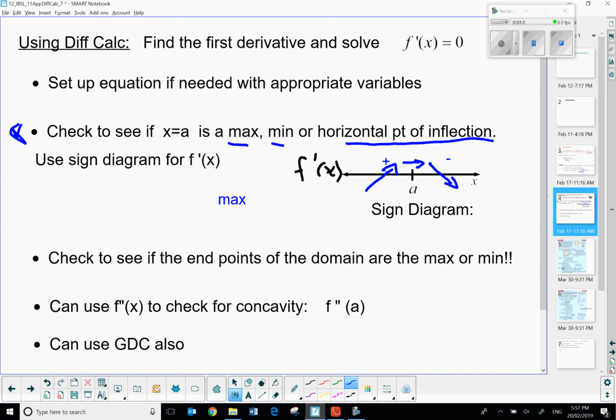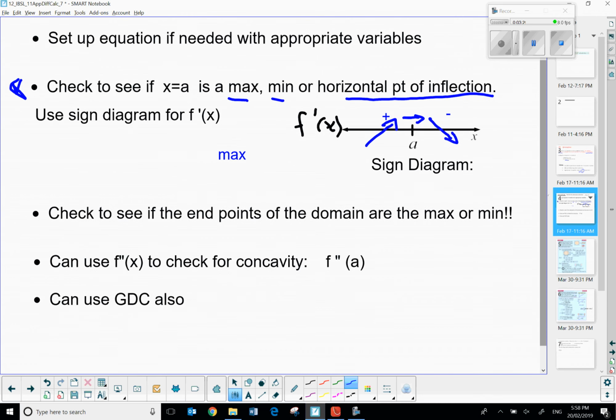The other way to do it is to use your second derivative to check for concavity. If the second derivative at that point is greater than 0, that means the second derivative is positive. That happens when we have concave up. If it's concave up, then in that case we have a minimum. If the second derivative was negative, then it would have been concave down and we had a maximum. And obviously using your GDC.